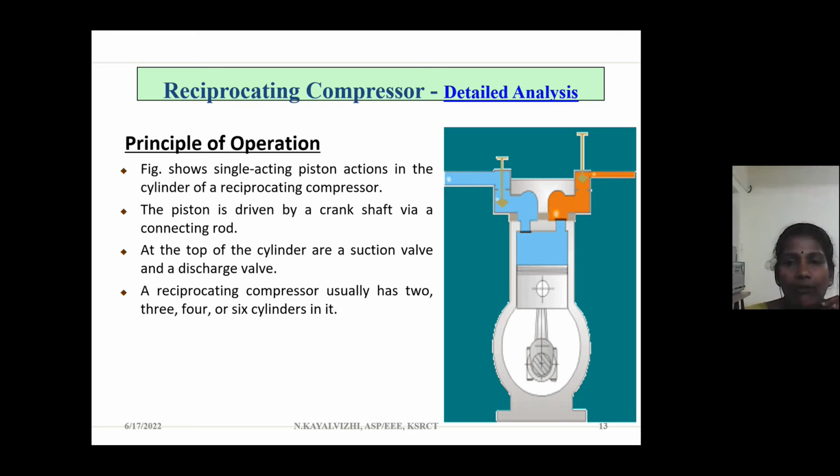According to this principle, once the piston is downward, atmospheric air is taken into the cylinder. Once the piston moves from downward to upward, the intake valve is closed and the exhaust valve is open. Both valves are closed and the air will be compressed. Finally, the compressed air will be exhausted from the exhaust valve. This reciprocating compressor usually has two, three, or four cylinders, or even more.